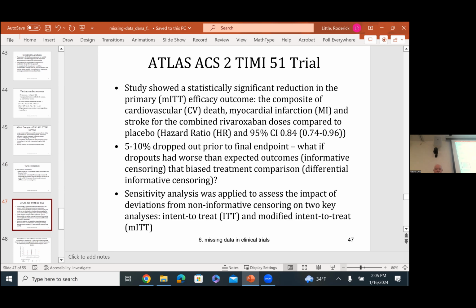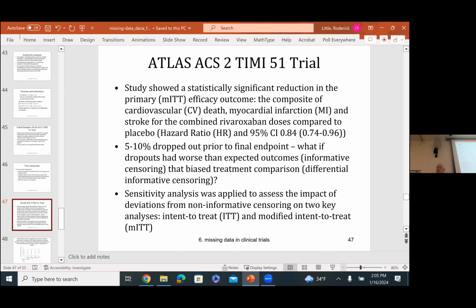The original analysis, which was by a Cox model, showed a significant reduction in the primary efficacy outcome, which was a composite outcome. Not a lot of dropouts actually in this study, only 5% to 10% dropouts, and with a modified intention to treat estimand, a lot less. Sensitivity analysis was applied to assess the impact of deviations from not missing at random. This is non-informative censoring, or if you like, coarsened at random, using Jansen's terminology.